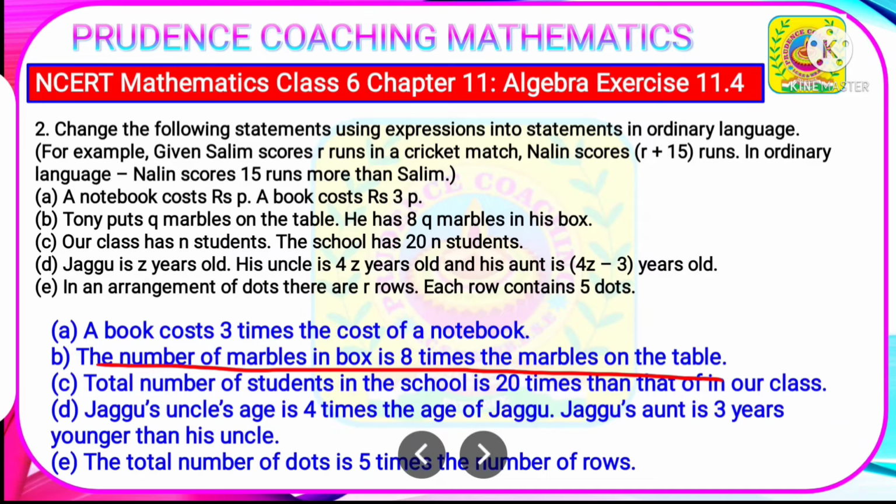Next one, our class has n students. The school has 20n students. So how are you going to write? The total number of students in the school is 20 times that in our class. That means if our class is having n students, then the school is having 20n students. That is 20 times the number of students in our class. So we have written the total number of students in the school is 20 times that in our class.